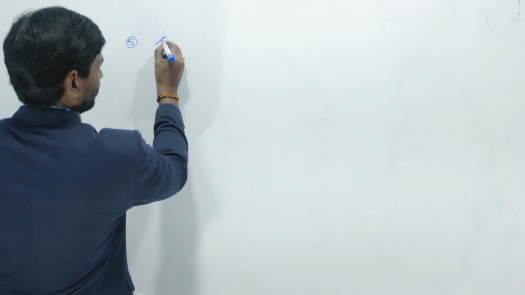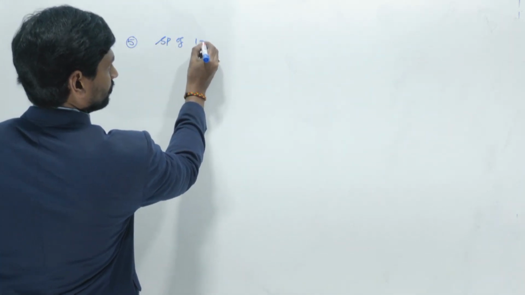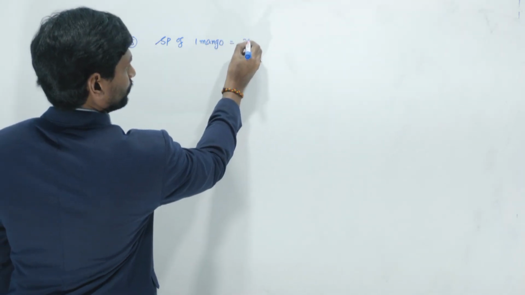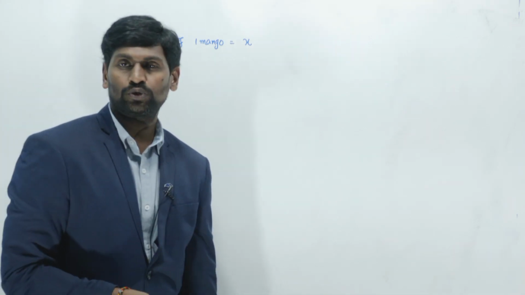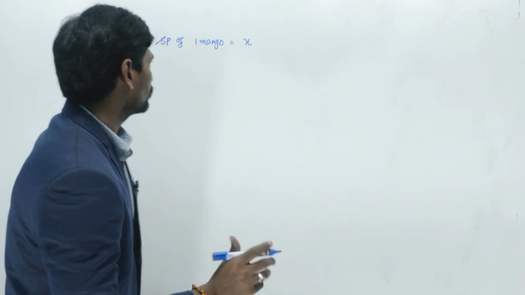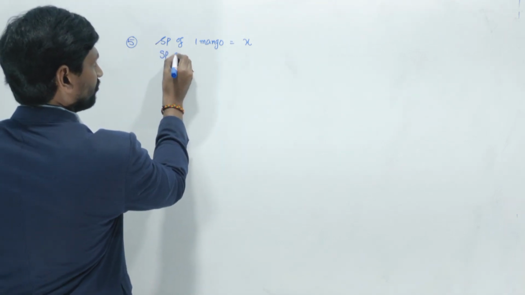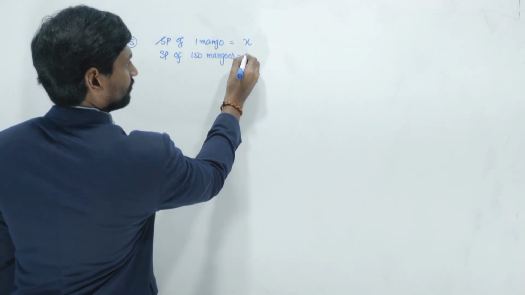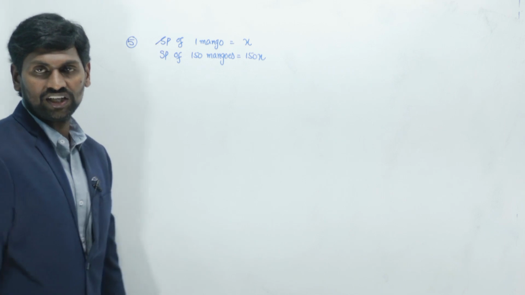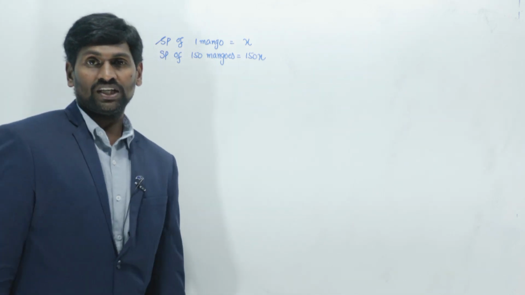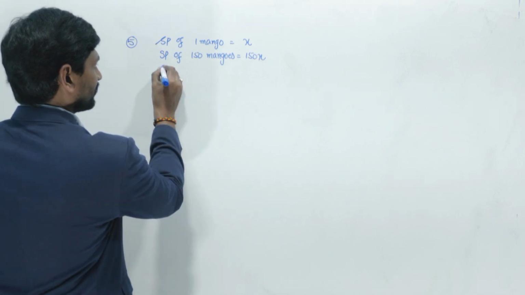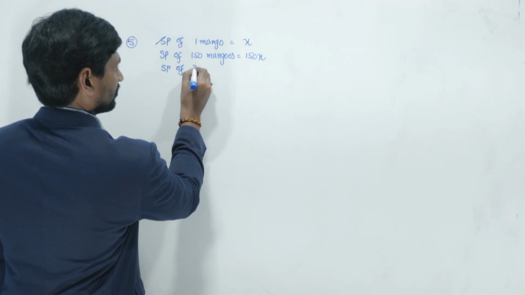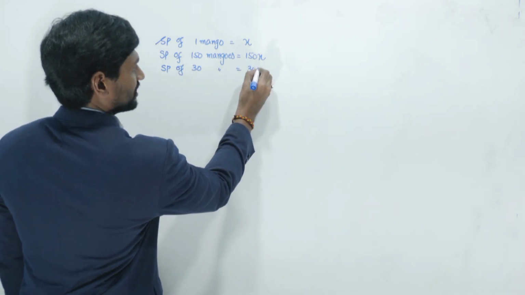We don't know the price, so let us take the selling price of 1 mango as X rupees. That X can be 1 rupee, 2 rupees, 10 rupees, 15 rupees, we don't know. Then what is the selling price of 150 mangoes? 150X. And he got a profit of the selling price of 30 mangoes. The selling price of 30 mangoes is 30x.